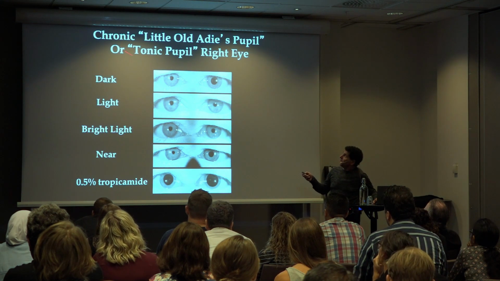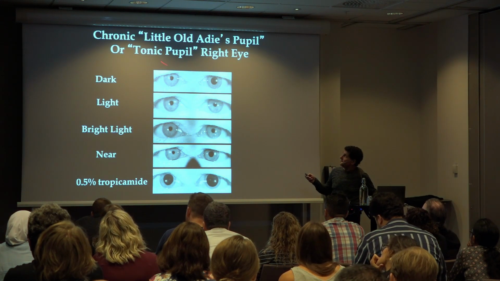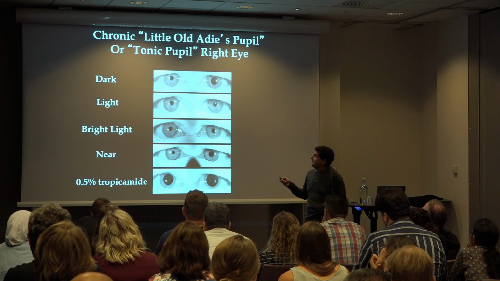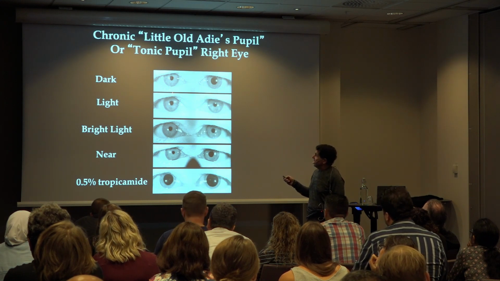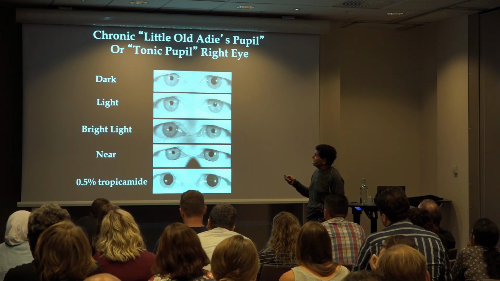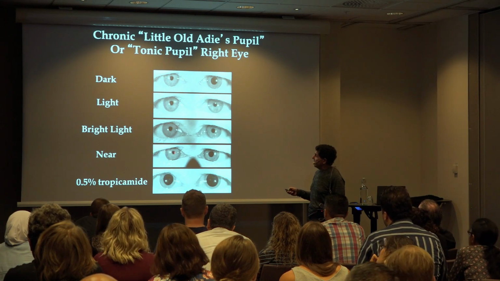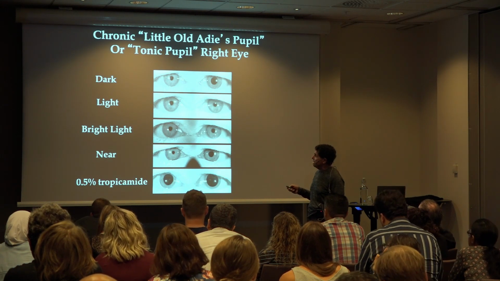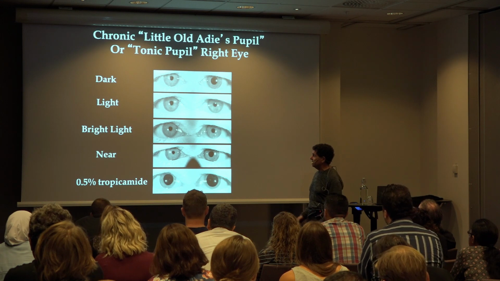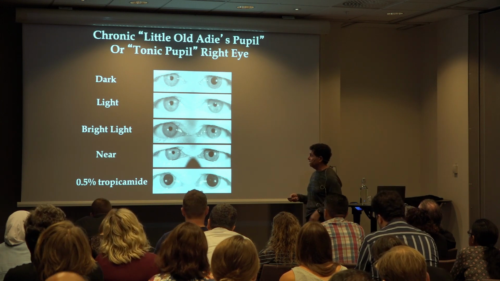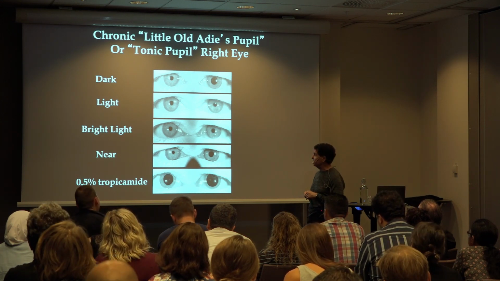And when you have this chronic reinnervation, this tonic pupil, the pupil's not doing anything in different lighting conditions, dark or light, but it does react more to near. So these accommodative fibers are firing all the time. You can activate them more up close, but they don't care what the lighting condition is.